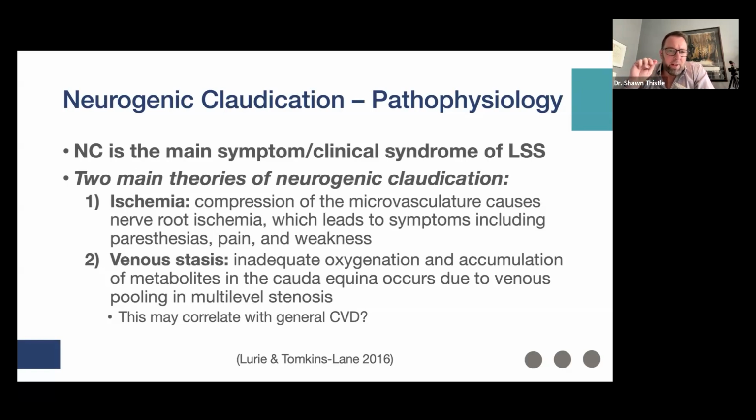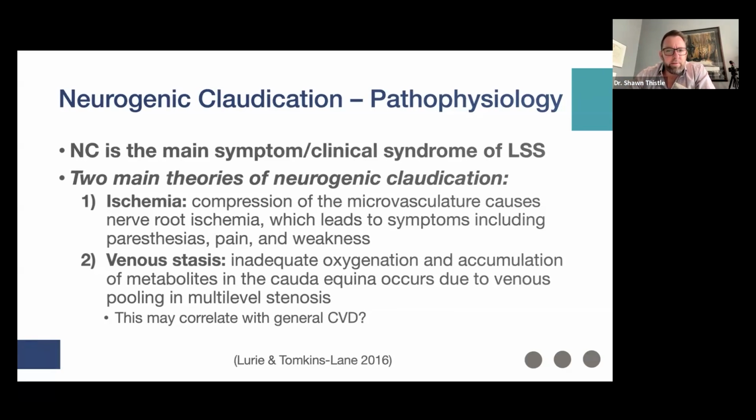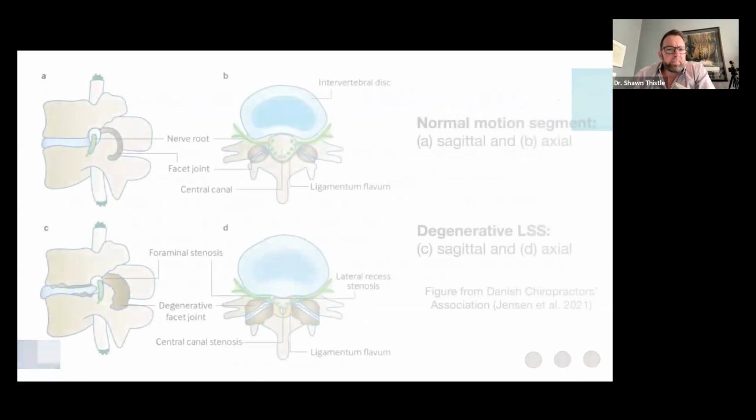The other pathology that we'll drill down into a little bit more later is venous stasis, which might represent a cardiovascular issue or peripheral arterial disease. And this is where inadequate oxygenation and accumulation of metabolites in the cauda equina occurs because of venous pooling due to multiple level degenerative changes in the spine itself. And as I said, this may correlate a little more specifically with general cardiovascular disease.